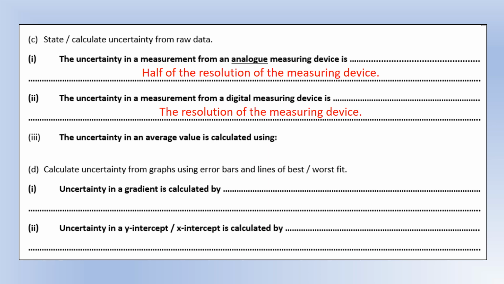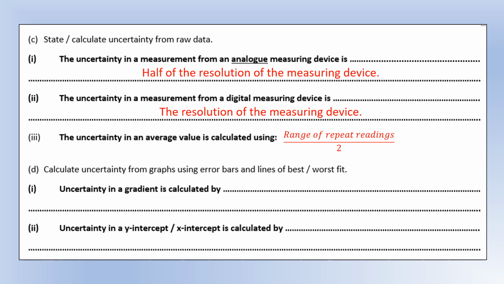And if we have an average value, that must mean we had repeat readings. So we can calculate the uncertainty in that average using the range of the repeat readings divided by 2. So the first two are predictions about what the uncertainty is. If we have repeat readings, we can actually calculate what the uncertainty is, which is better.